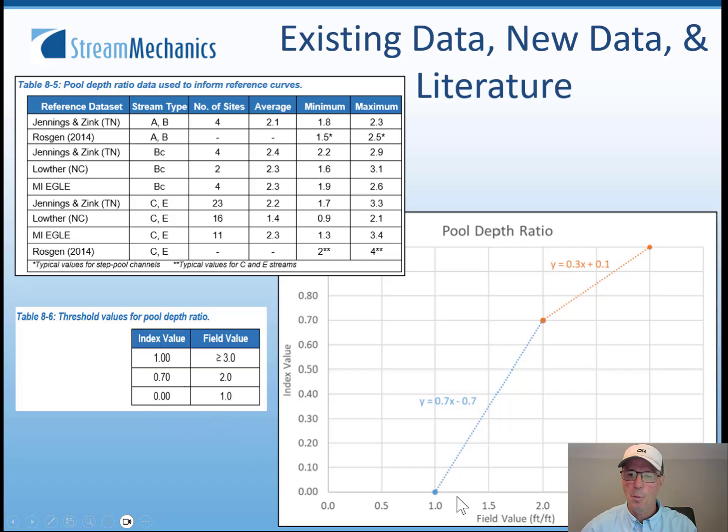The 0 is 1 because, again, this is a ratio. So a 1 means that the pool width is equal to the riffle width, and therefore there is not a pool. I think this one and the wood are both examples of where you don't need data to set the 0, because no wood equals no function, no pool equals no function.